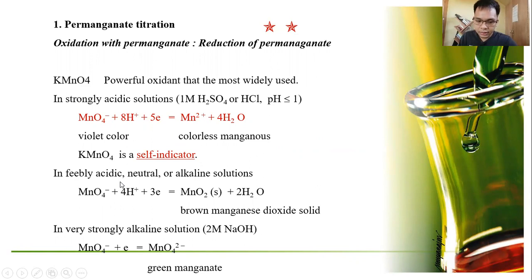So in acidic or neutral solutions, these are the reactions. Here, in a very strong alkaline solution, this is the reaction. These are the reactions. In acidic, neutral or alkaline solutions, and in a very strong alkaline solution, we get this. So green manganate is generated instead of colorless.